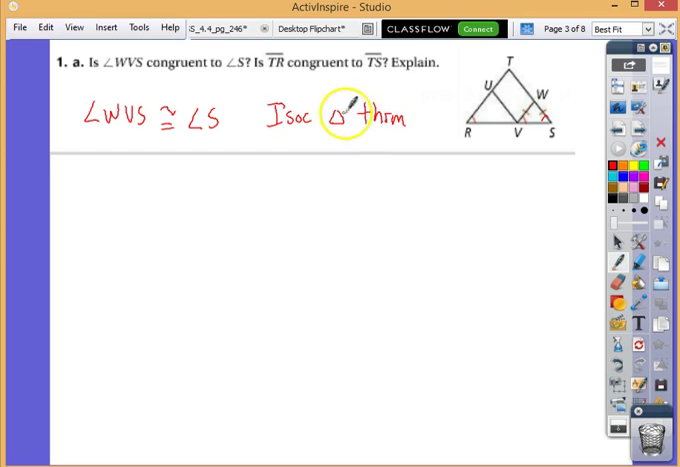Why is it congruent by the isosceles triangle theorem and not the converse? Because with the converse, you get the angles. Right, because I started with sides and got angles. But now I want to say, is this side right here, TR, congruent to this side right here, TS? Yes, converse. So TR is congruent to TS, and the reason is the converse of the isosceles triangle theorem.